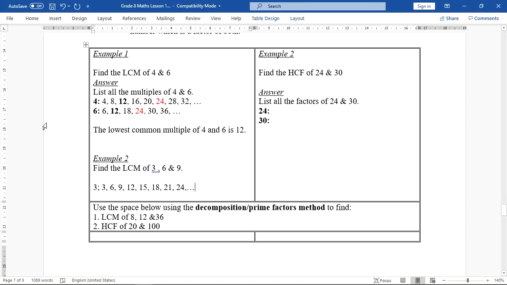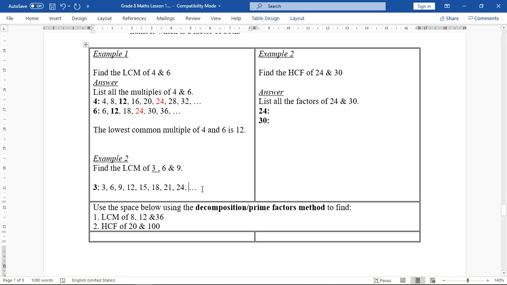All right. Okay. So how did I get all these numbers? You just take natural numbers 1, 2, 3, 4, 5, 6. Then you multiply by 3. 3 times 1, 3. 3 times 2, 6. Times 3, 9. Times 4, 12. Times 5, 15. Times 6, times 7, and it goes on like that.